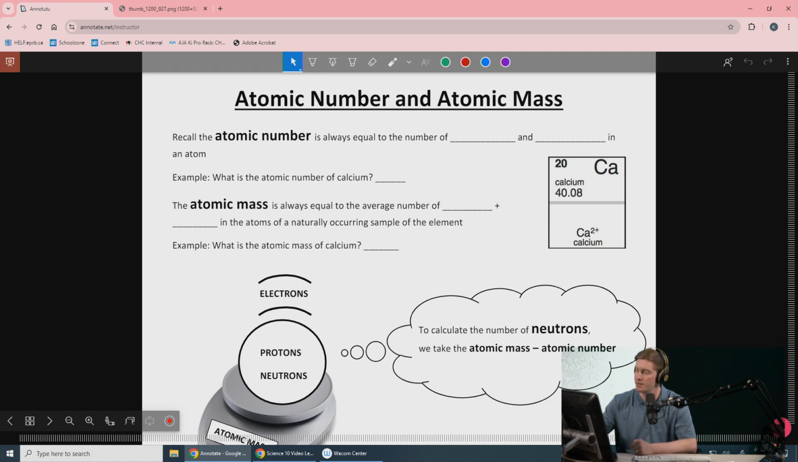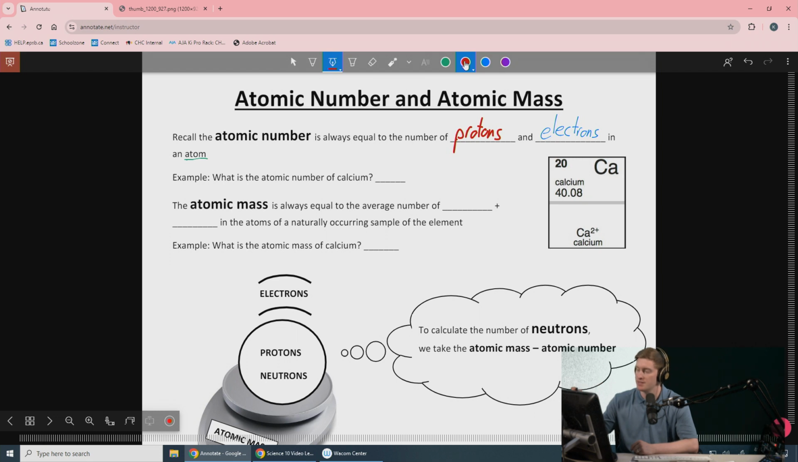Recall that the atomic number of an element is always equal to the number of protons and electrons in an atom. I want you to highlight or underline the word atom there, because you're going to see that this is different than an ion, which we brought up before, but that will come back later.